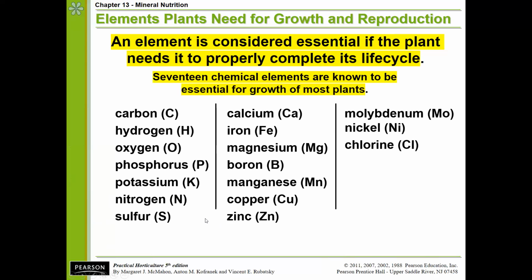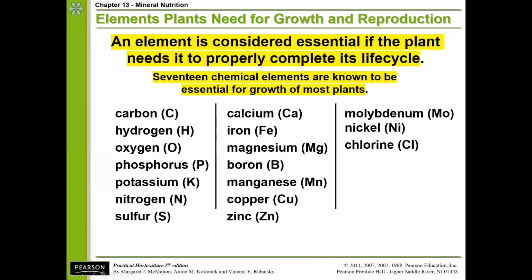If you actually take a plant and dry it out completely and do a molecular analysis of what is left in the plant, 99% of the plant is going to be in this column right here.